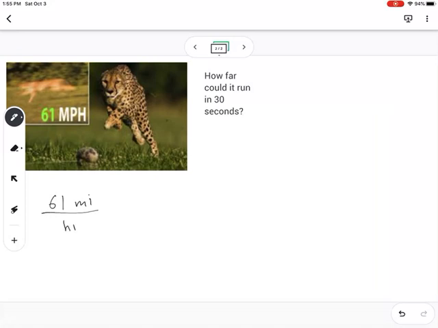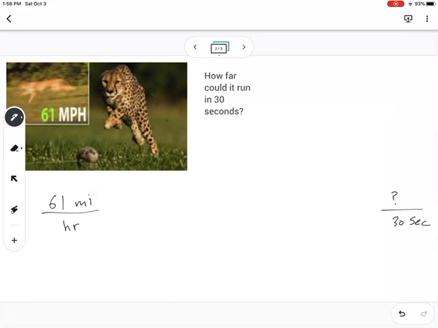our starting point as a ratio. So there's our 61 miles in 1 hour. And way over here on the right, we're going to put our target. And in this case, it's going to just be question mark in 30 seconds. Okay, so we know that at some point hours is going to have to change to seconds. And then there's another question.